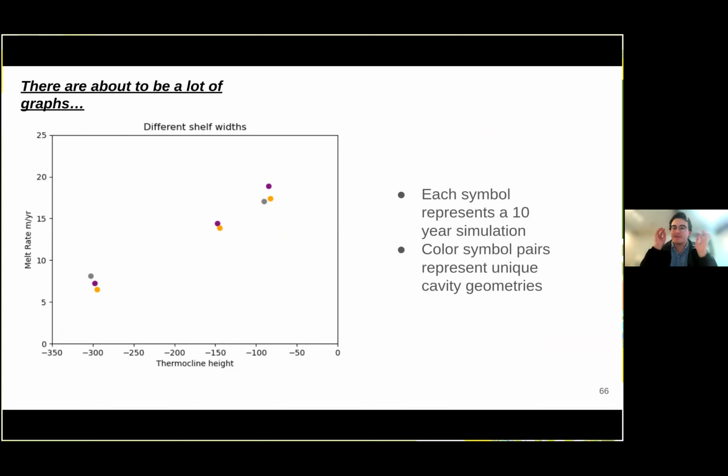I'm about to put up a lot of dots onto the left-hand side of this page. On this plot, the y-axis is melt rate per year. The x-axis is thermocline height. Every scatter point on this plot represents a 10-year simulation of one of these cavities. Each color symbol pair represents a unique cavity geometry. So these 3 orange circles each have the same cavity geometry and just different prescribed thermocline heights offshore. And you can see the relationship we'd expect: the higher the thermocline, the higher the melt.